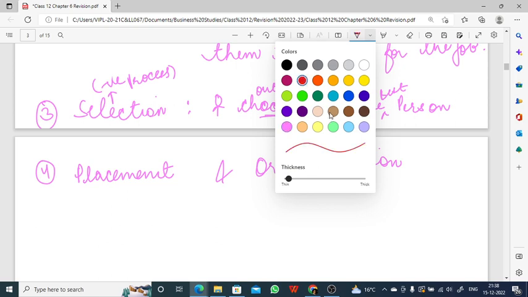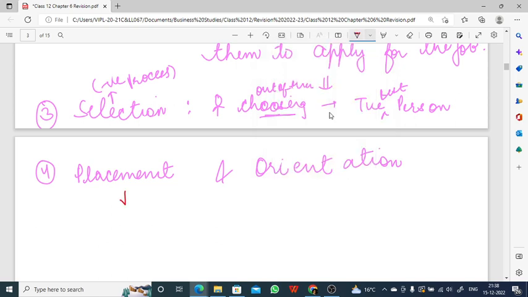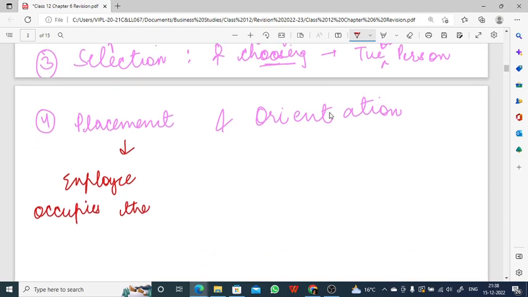So when I'm talking about placement, I'm referring to the employee occupying the position. Let's say when I'm selected, I'm occupying the position of business studies master teacher in Vedantu.